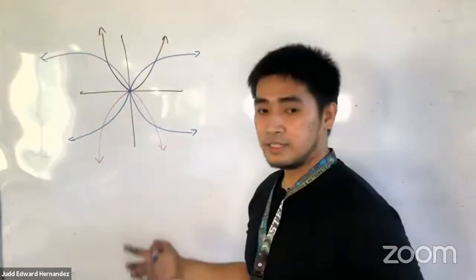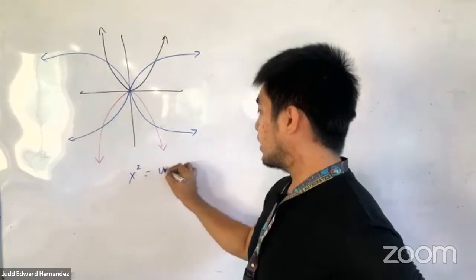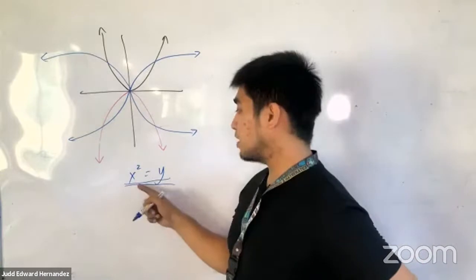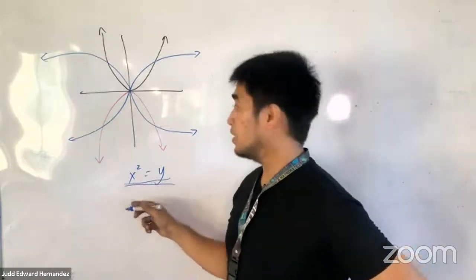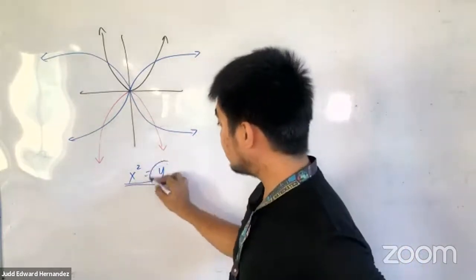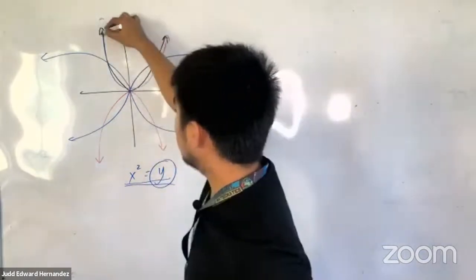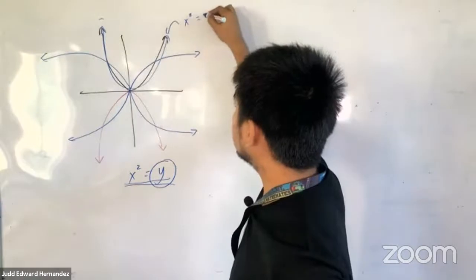Kasi when we say x squared is equal to y, ibig sabihin nun, dalawa yung values ng x at positive yung y. Therefore, eto siya. Ayan siya. X squared is equal to y.